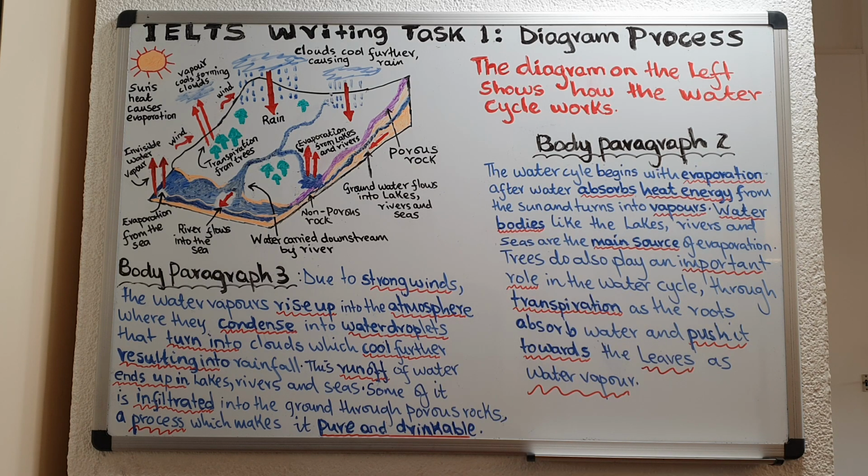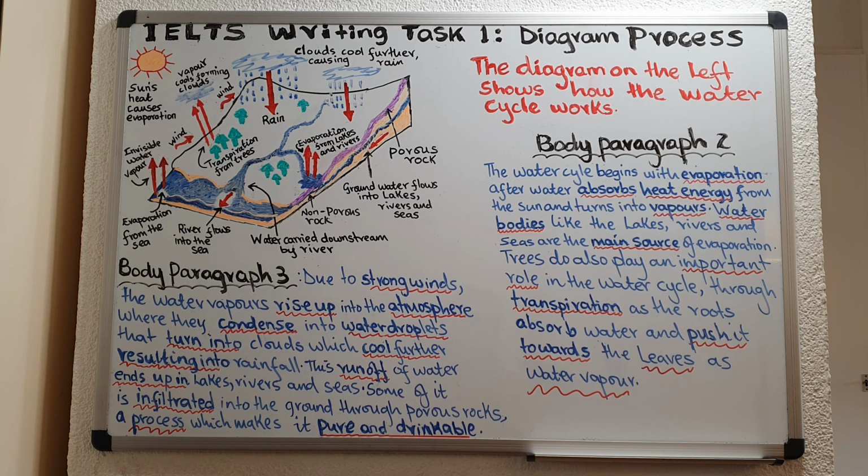That runoff of water, which is rainfall, ends up back in the lakes, rivers, and seas. And some of it is infiltrated into the ground. It seeps through into the ground through the porous rocks, a process which makes it pure and drinkable. And then after that, the process starts all over again.